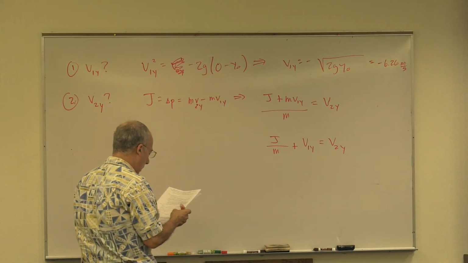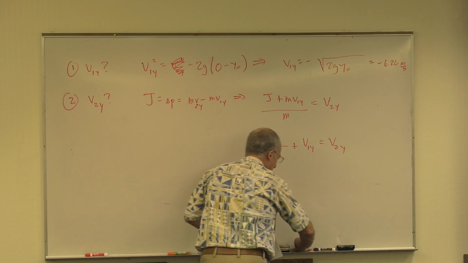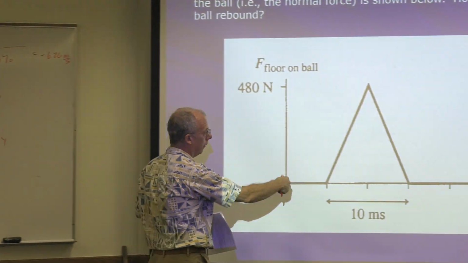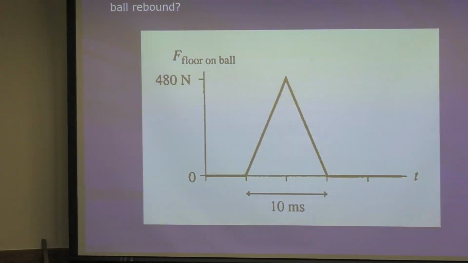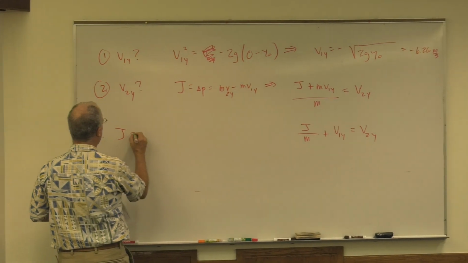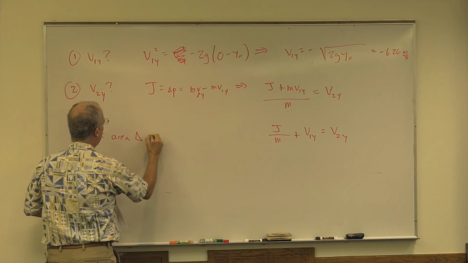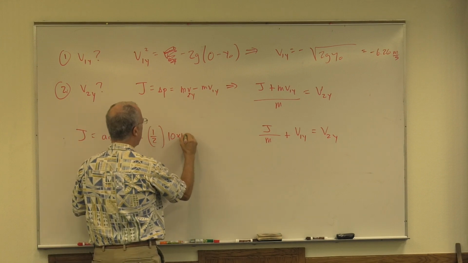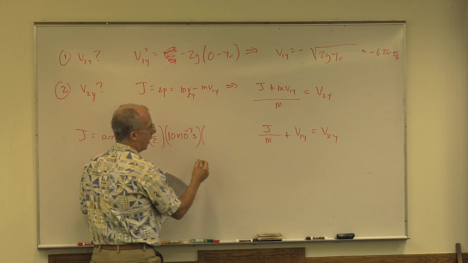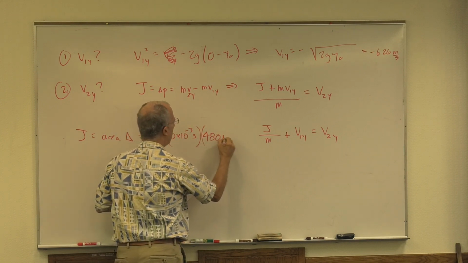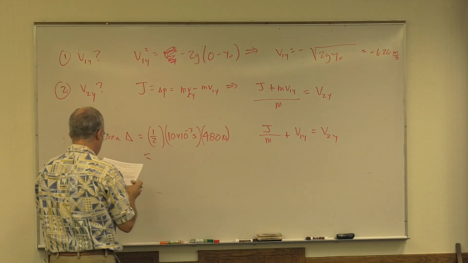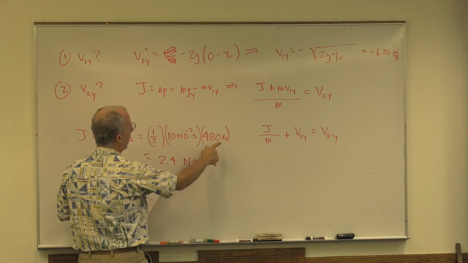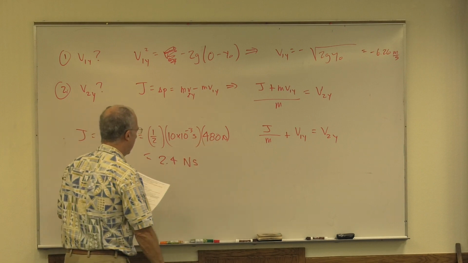Okay, so let's do it. We need to know J. Well, what's J? Remember, J is the area under the curve. Now we don't need a computer to do that because it's a triangle, right? So J equals the area of the triangle. Area of the triangle is half base, 10 minus 3 seconds, times the height, 480 newtons. I promise you, you do that, you get 2.4 Newton seconds, right?